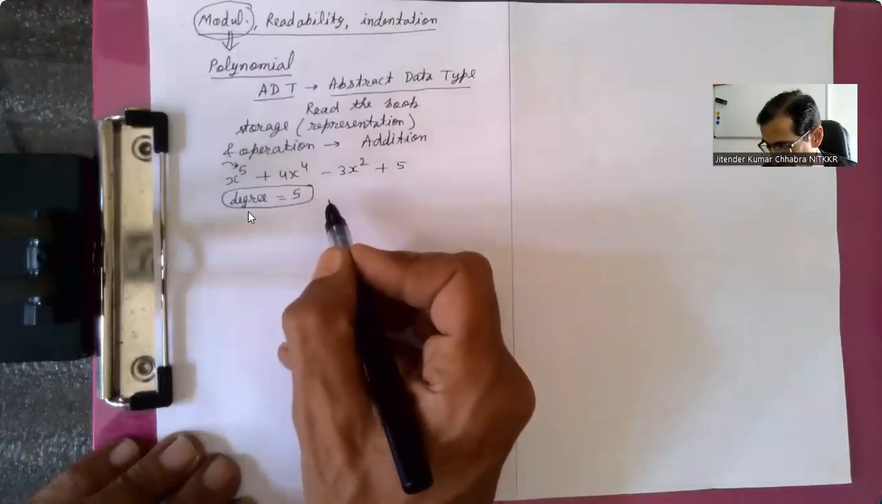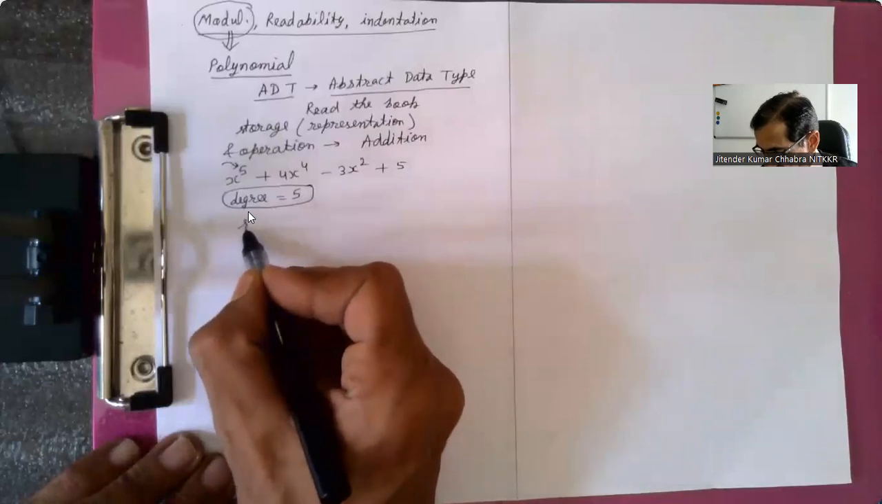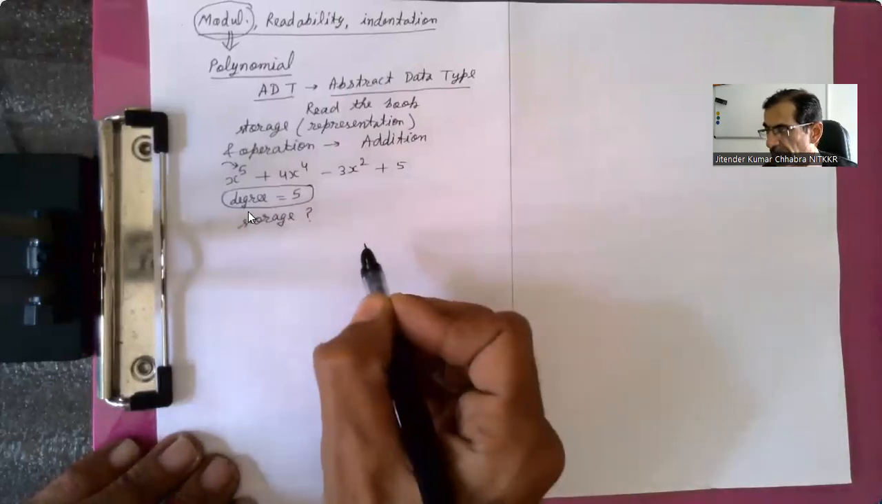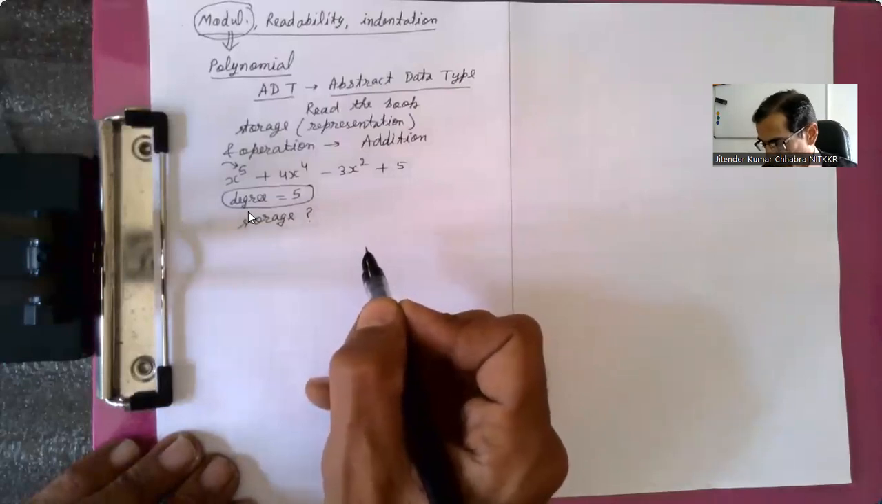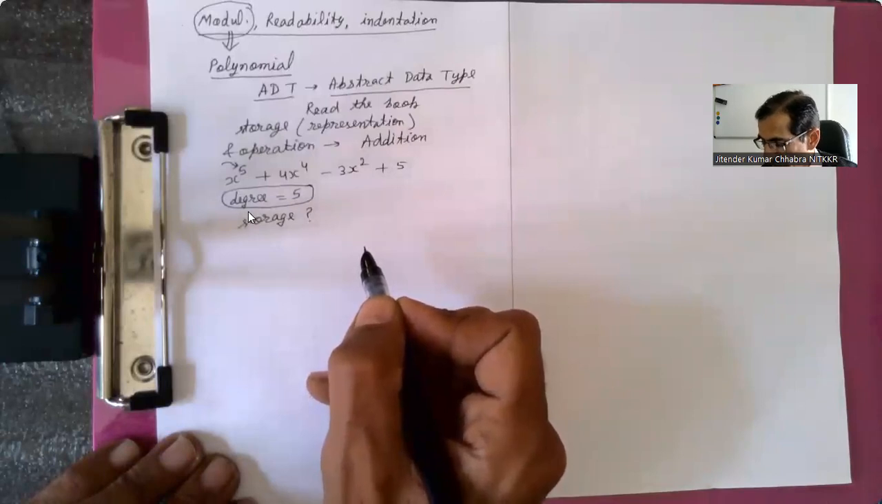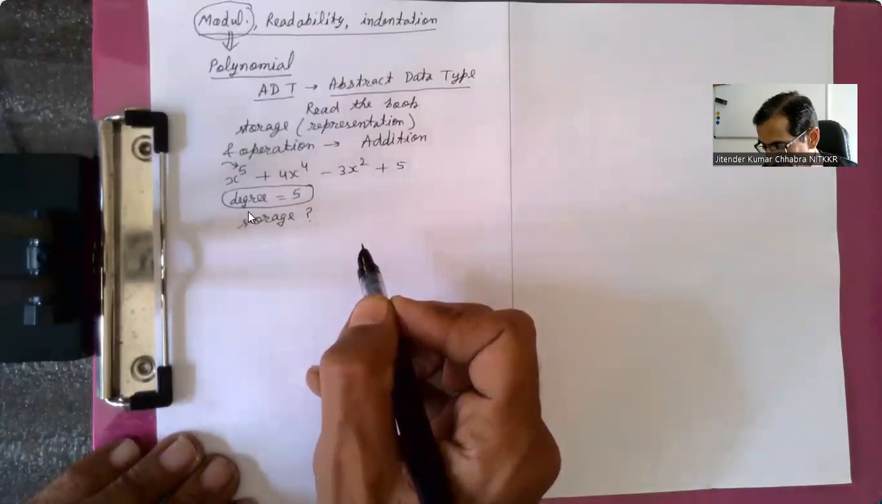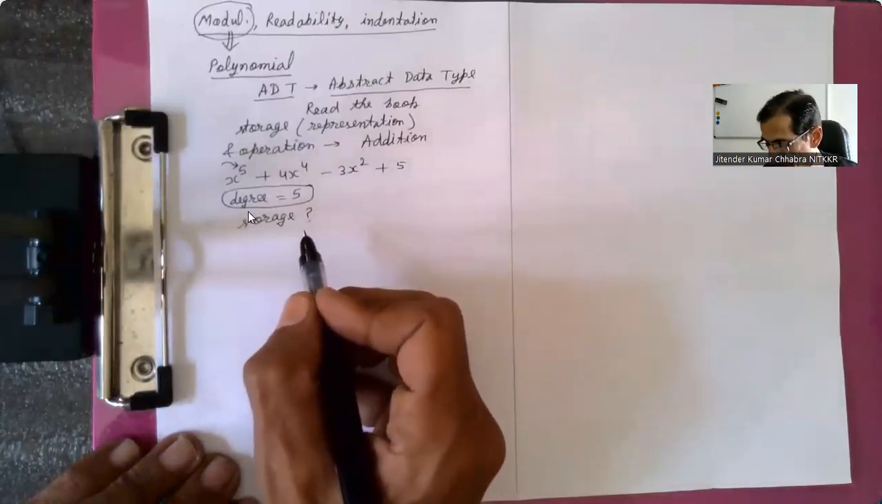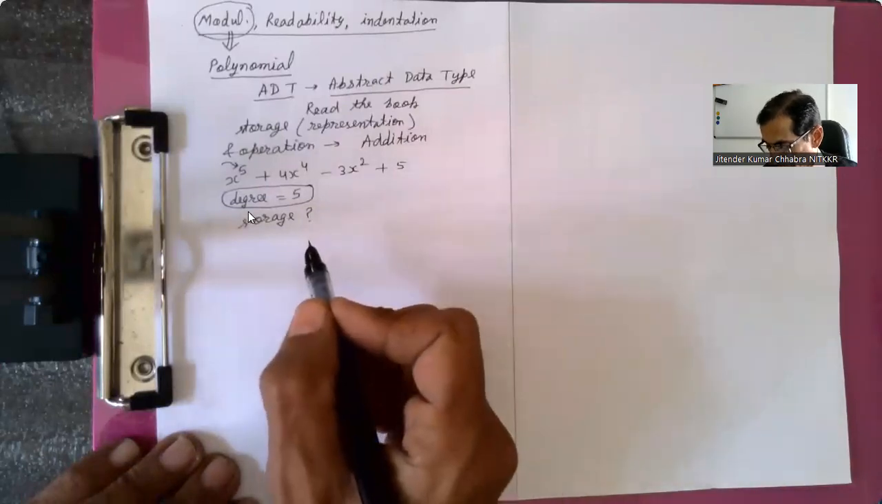So I want to store this polynomial. Now you have to think of what should be the storage for this polynomial. What can be the possibilities to store it? If we are able to think of a suitable storage for this polynomial, applications like addition or other operations will become quite easy and straightforward over that particular storage. How should I store this polynomial?